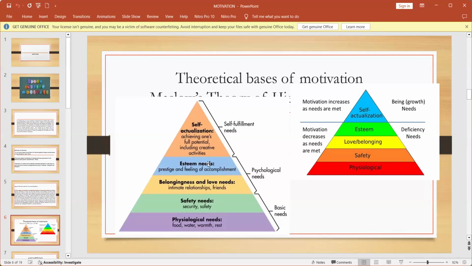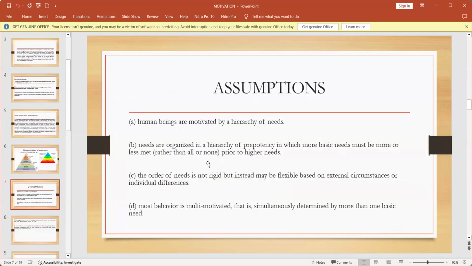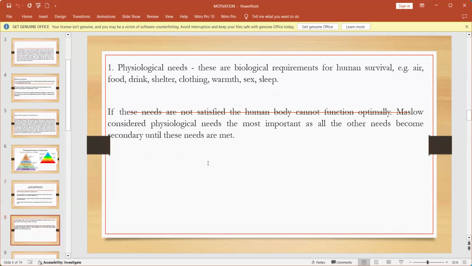Only then can you actually play the role of the teacher, that understanding comes to you. So what are the implications for you? Assumptions, right? Human beings are motivated by a hierarchy of needs. Needs are organized in a hierarchy of propensity in which more basic needs must be more or less met prior to higher needs. The order of needs is not rigid, but instead may be flexible based on external circumstances. We can't say it always happens that way, but that is a general thing. Most behaviors are multi-motivated. Okay.